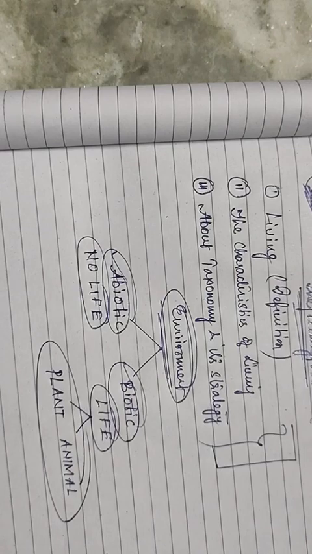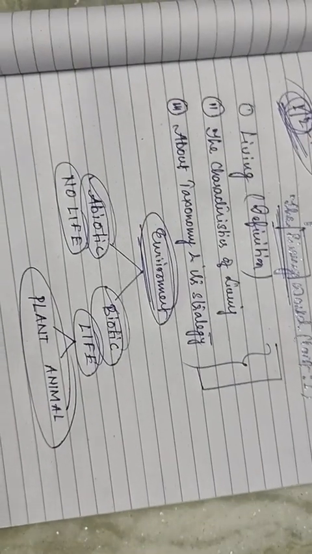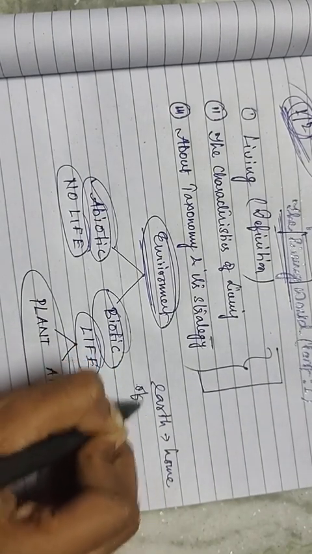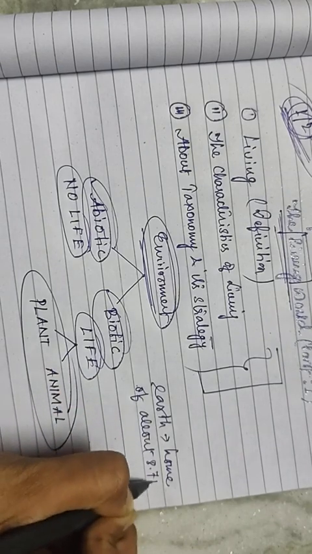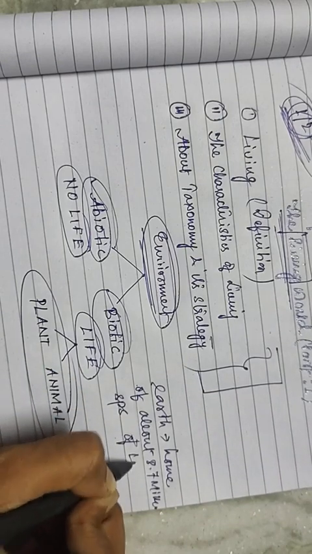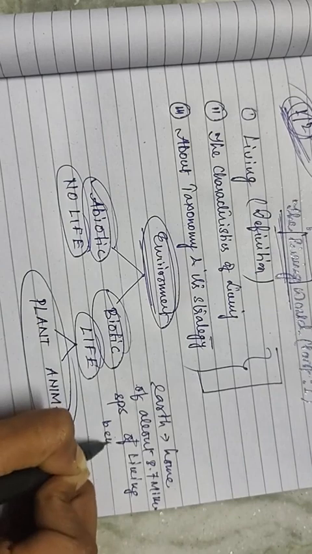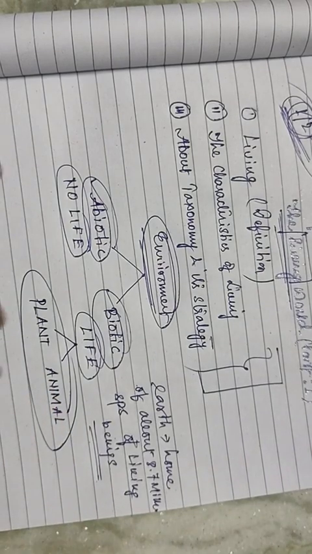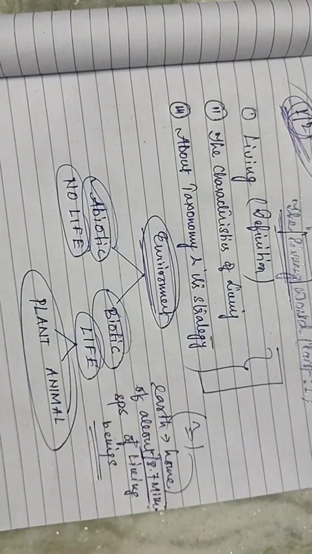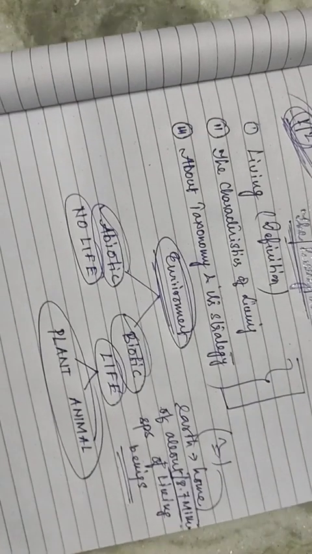Normally our earth is home of about 8.7 million species of living beings, not the non-living beings. You can say that these 8.7 million species are an approximate value, not the exact value. So this earth is a home of about 8.7 million species of living beings.